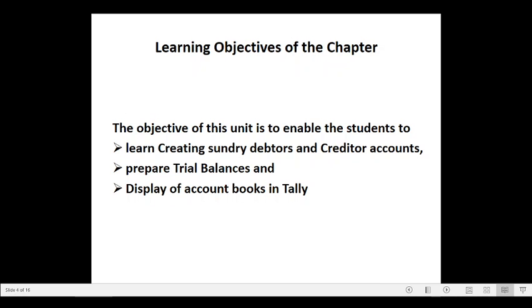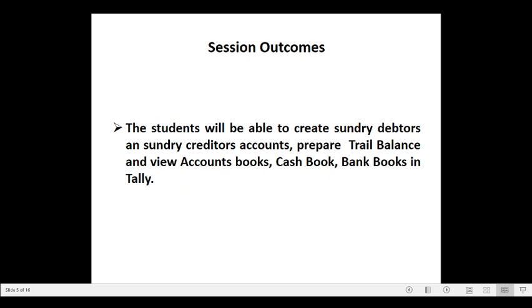The purpose of this session is to enable the students to learn in creating the sundry debtors and creditors account in Tally, preparation and view of trial balance, and display of account books in Tally. After the completion of the session, the students will be able to create sundry debtors, sundry creditors accounts, trial balance preparation, view accounts books, cash book, bank book in Tally.